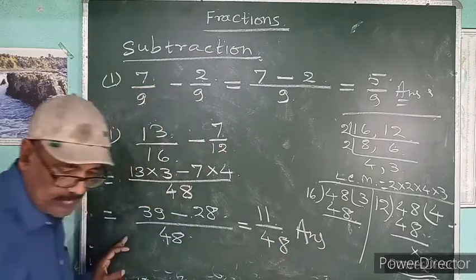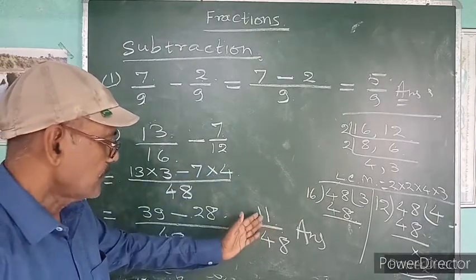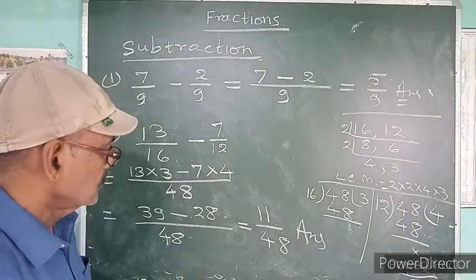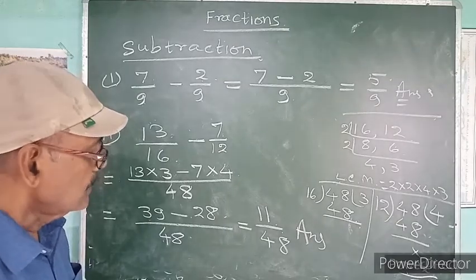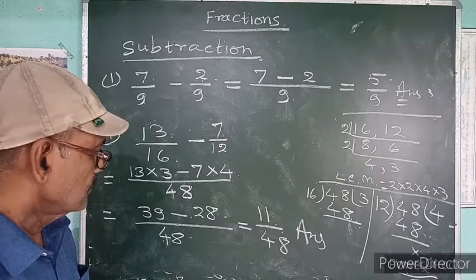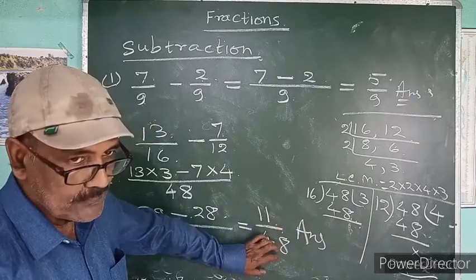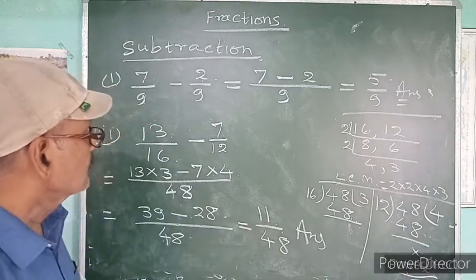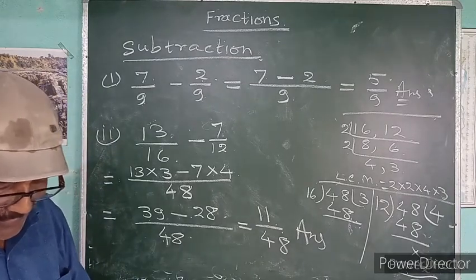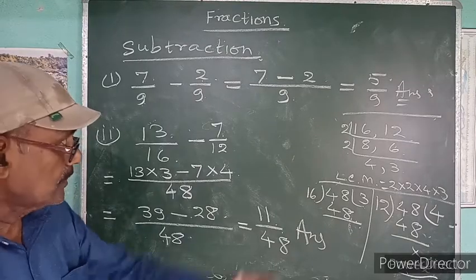11 by 48 is irreducible. So they are co-prime numbers. We cannot divide the numerator and the denominator by any number other than 1. So these are called co-prime numbers, hence it is an irreducible fraction. So these are two sums which I have solved. Then comes the next sum, simplification, where plus and minus are included.